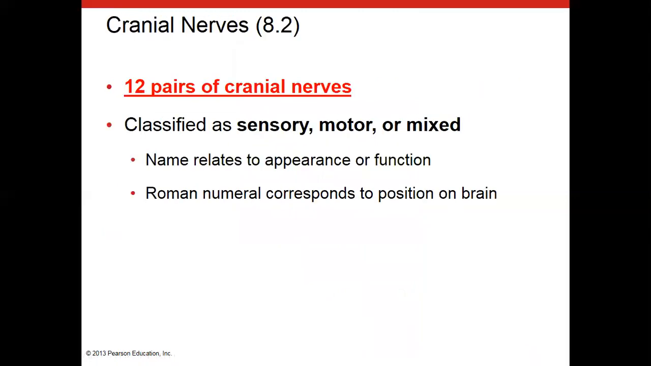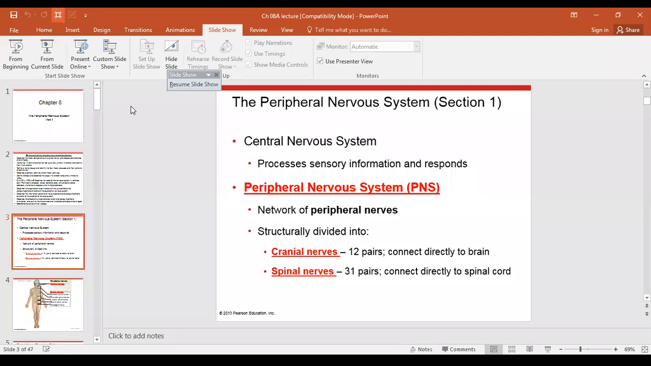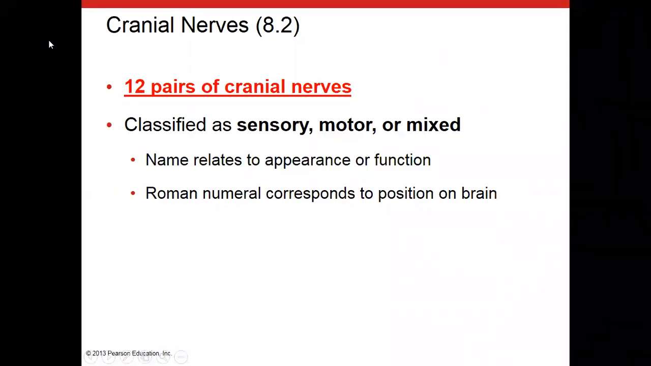That's just a review slide. And then we're going to talk about cranial nerves. So what you need to know about cranial nerves is their name. They're also numbered. So there's 1 through 12, and they're numbered based on Roman numerals. So like cranial nerve 10 is an X. And that X designates the number 10.